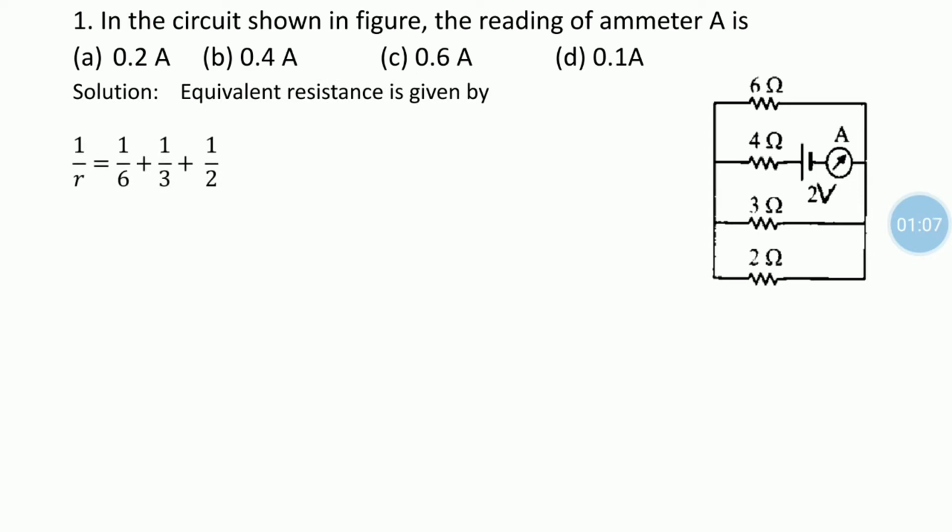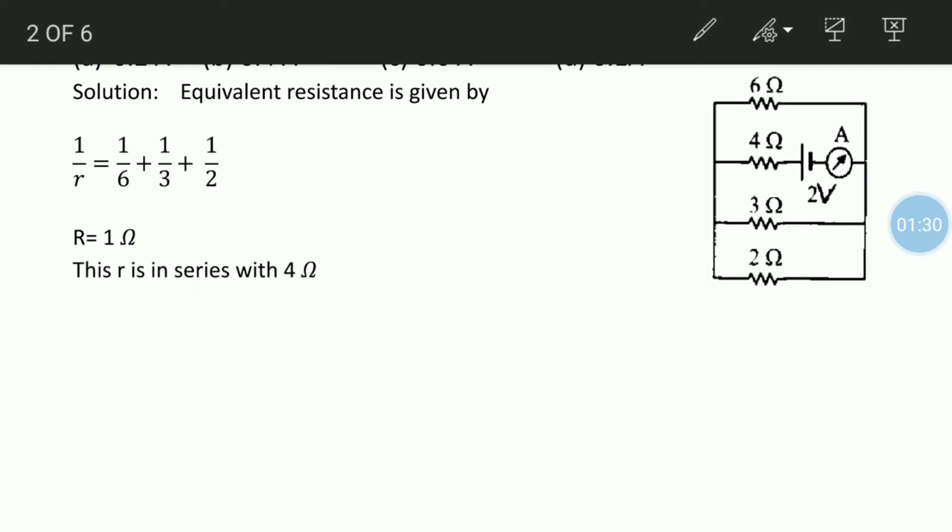Equivalent resistance is given by 1 over R is equal to 1 by 6 plus 1 by 3 plus 1 by 2. When you do the calculation by taking LCM, you will get R value as 1 ohm. This equivalent resistance value is in series with the 4 ohm resistance. Therefore, what we will get? The total resistance offered by the circuit is 1 plus 4 is equal to 5 ohms.